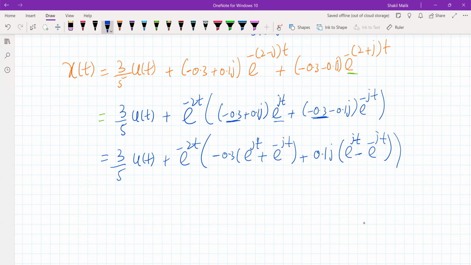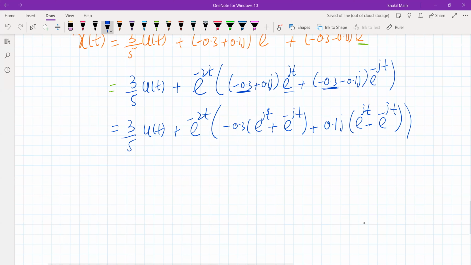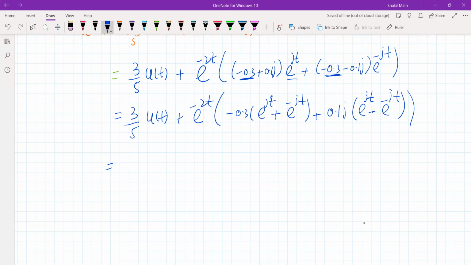Okay, I hope I have done it correct, right? Here we take minus 0.3 common, then we'll be left with e to the power of jt and e to the power of minus jt. And here we take 0.1 j common, so we'll be left with e to the power of jt and e to the power of minus jt. Okay, so 3 by 5 u of t plus e to the power of minus 2t. All right, so this is right.